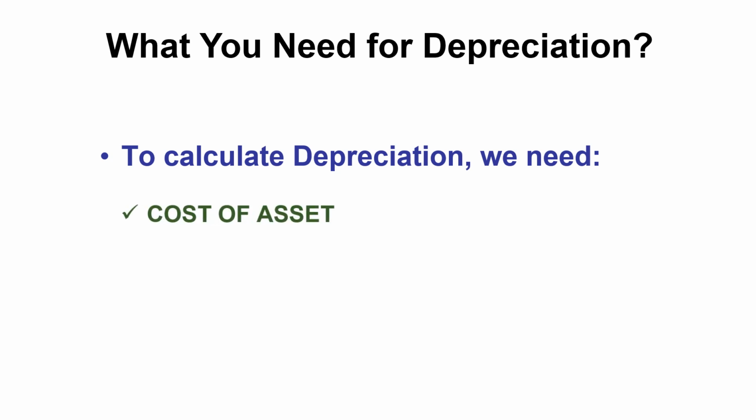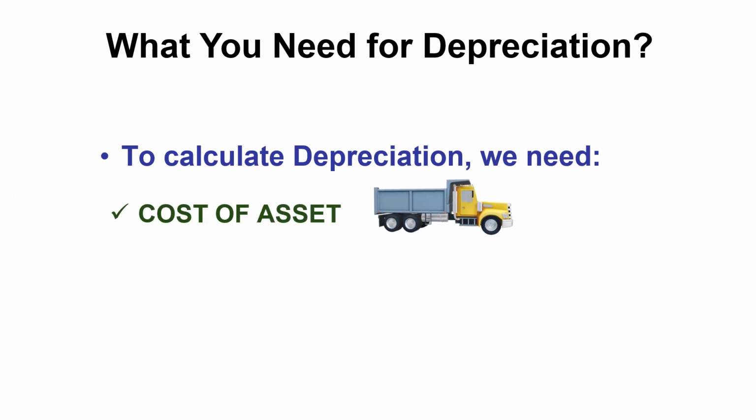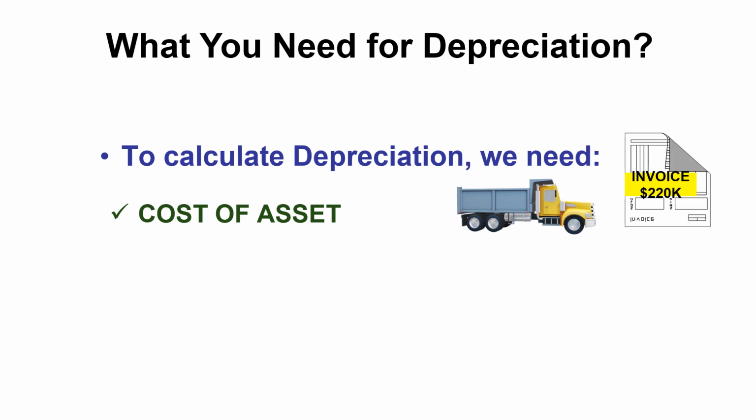What do you need to calculate depreciation? Well, we need three things to calculate depreciation. Number one is the cost of the asset. This cost of the asset is taken from the invoice or any other document for this asset. So for example, for this truck, when it was purchased, it came with an invoice, and so the invoice will give you the cost of this asset.